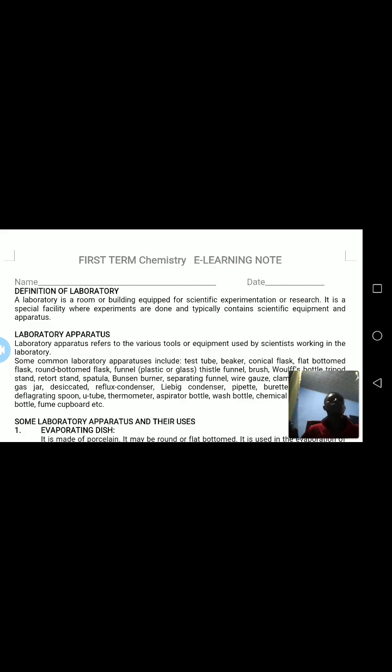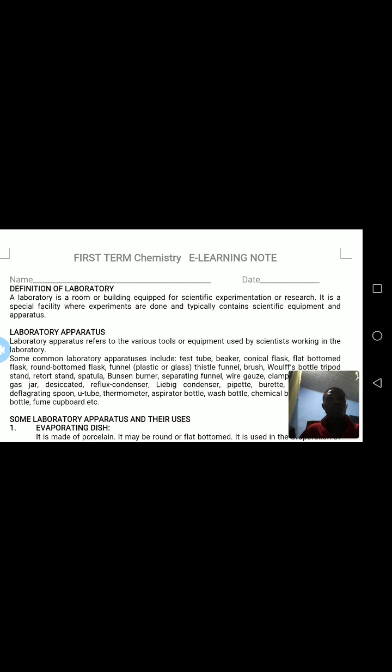Now let's carry on. It is a special facility where experiments are done and typically contains scientific equipment and apparatus. So it means that the only equipment that can be found there are equipment meant for scientific experimentation and research. So they usually contain scientific apparatus.